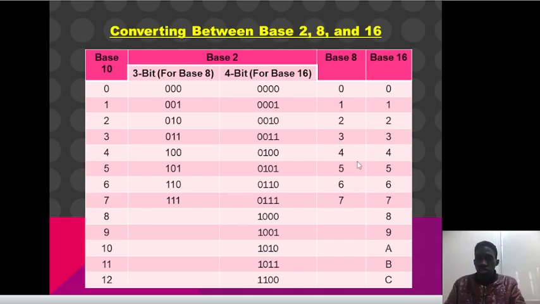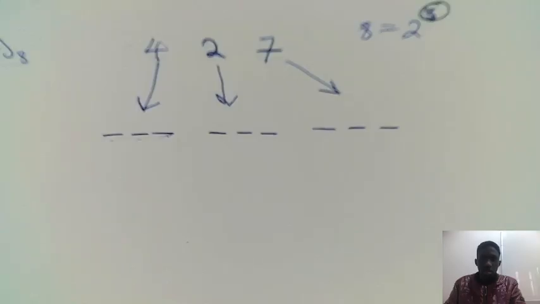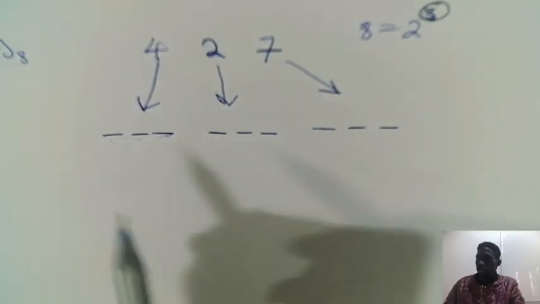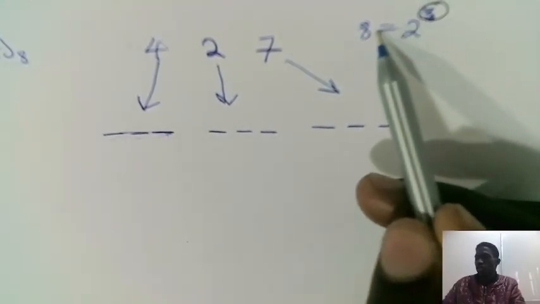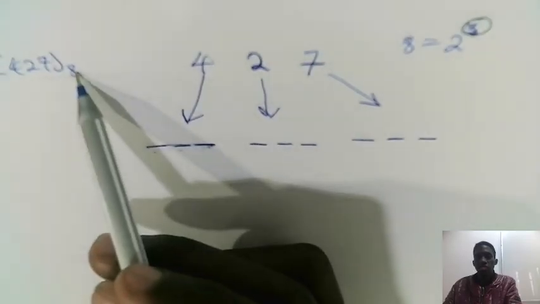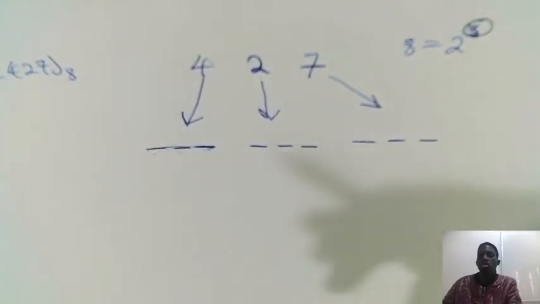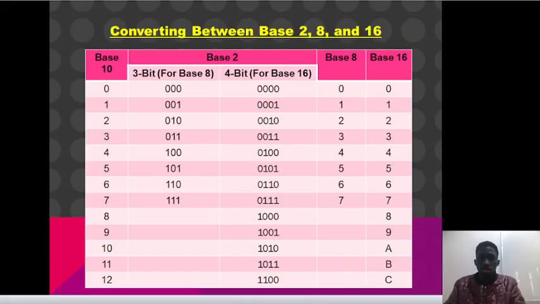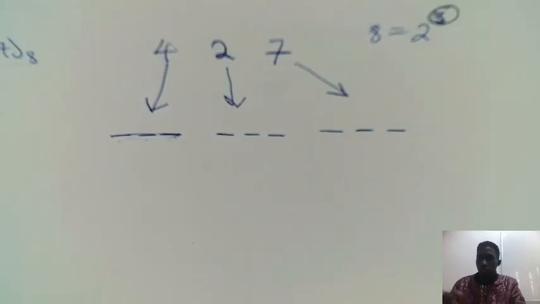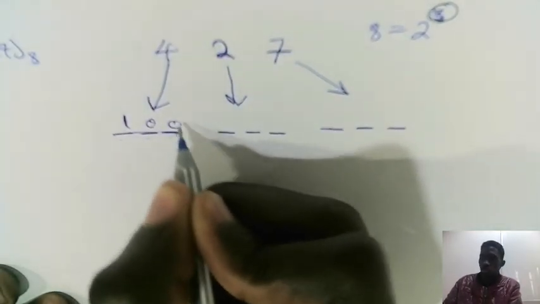So back to our question. We're looking for the equivalent of 4 in base 2. Since we're converting from base 8, we're using the 3-bit section, which is this part here. And you see that 4 corresponds to 1, 0, 0. So I'm just going to write that down. 4 corresponds to 1, 0, 0. Those are the 3 bits for 4.